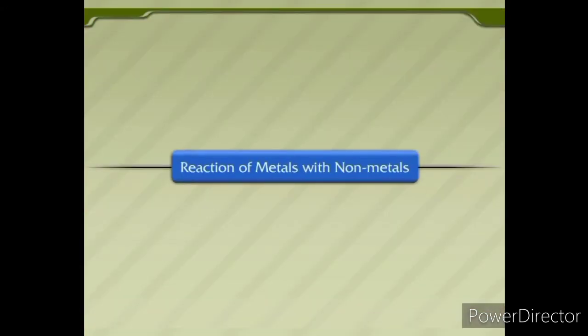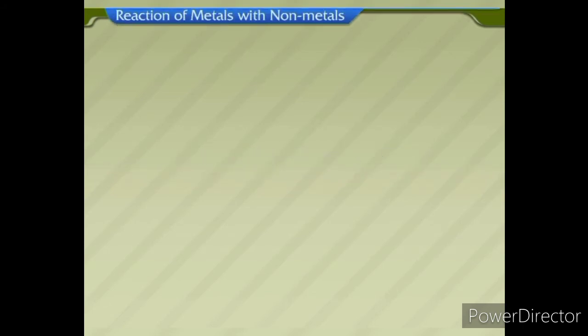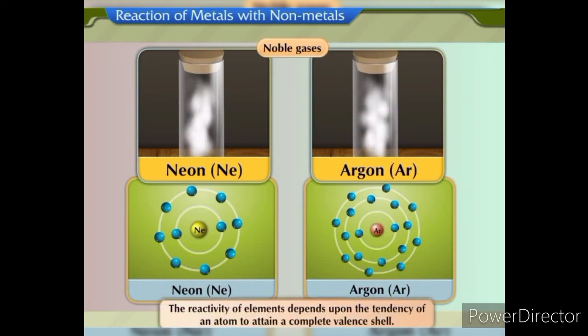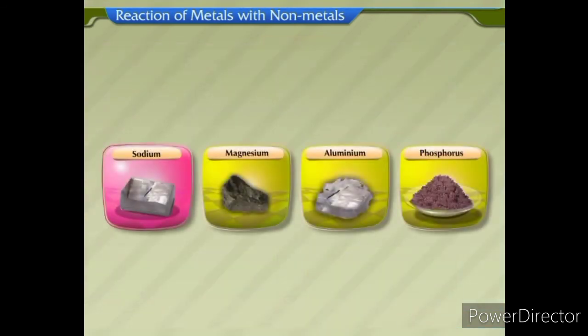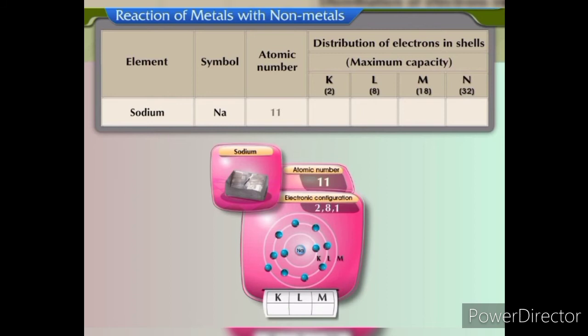Reaction of metals with non-metals. We know that noble gases like neon and argon have a complete valence shell, hence they are not reactive. The reactivity of elements depends upon the tendency of an atom to attain a complete valence shell. Let us discuss the electronic configurations of some elements to help us understand their reactivity and the formation of different compounds.